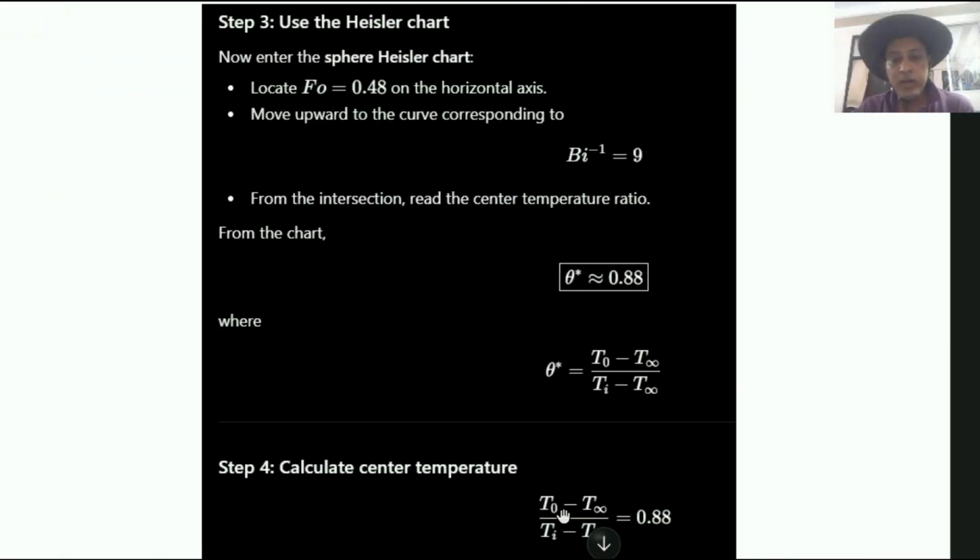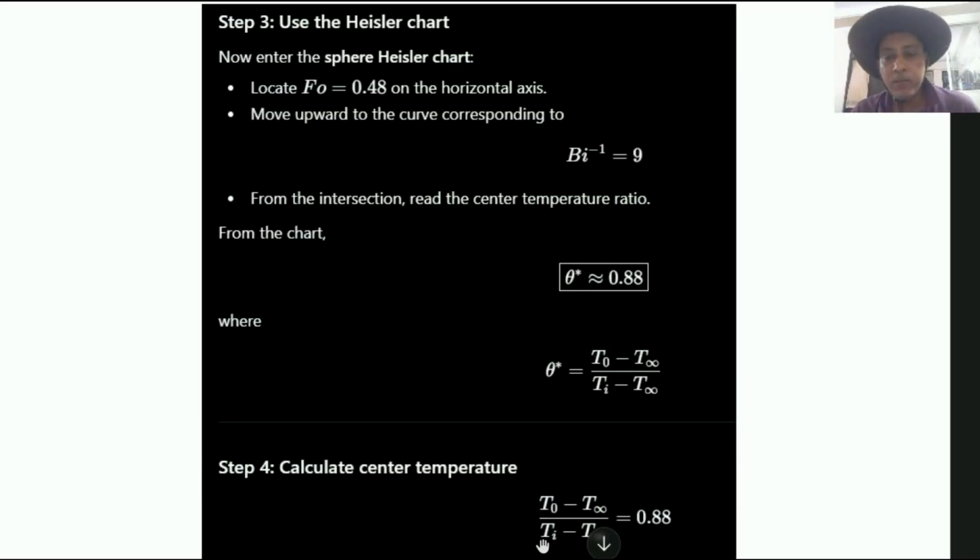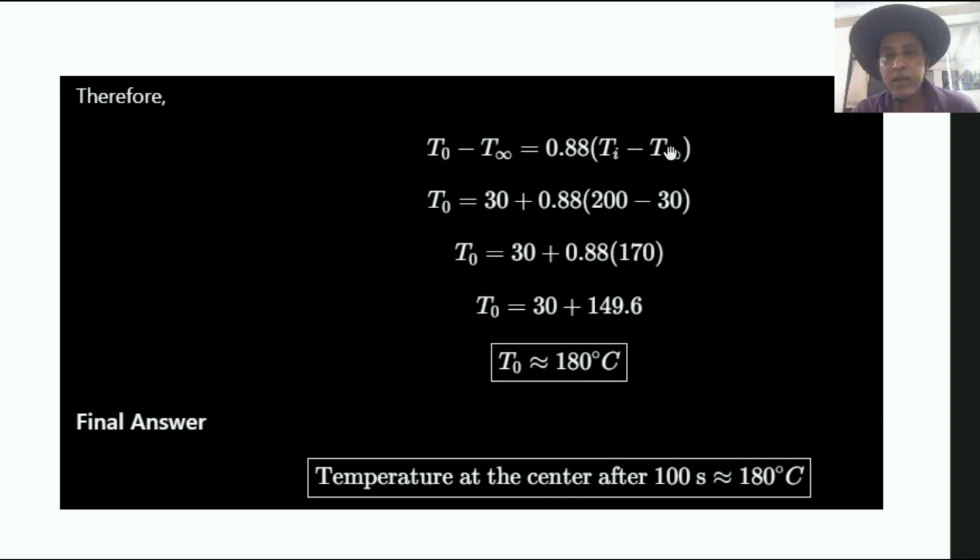Tt over here is written as To; To or Tt is the same thing. To minus T infinite upon Ti minus T infinite equals 0.88, which we have found with the help of the Heisler chart. By cross-multiplying, 0.88 times Ti minus T infinite. Ti, the initial temperature, is 200 degrees centigrade and the environmental temperature is 30 degrees centigrade. So To equals T infinite plus that, and ultimately To is coming out to be 180 degrees centigrade. So the temperature at the center of the sphere after 100 seconds will be 180 degrees centigrade.